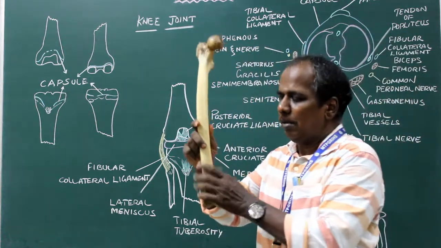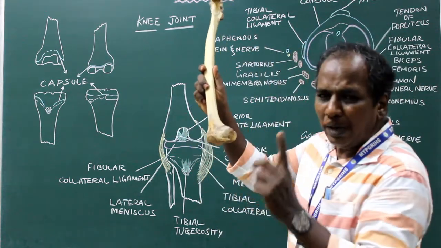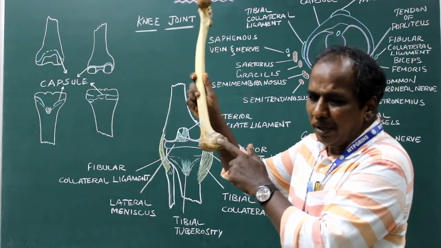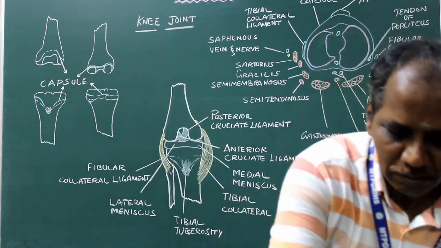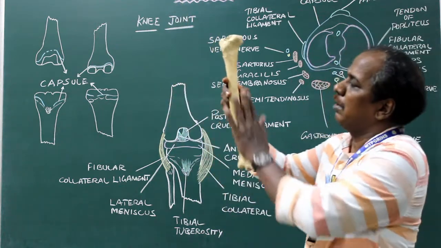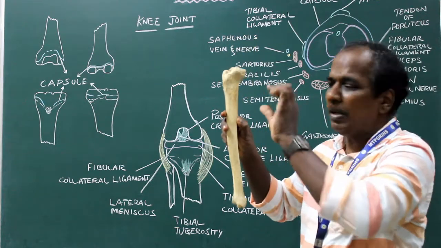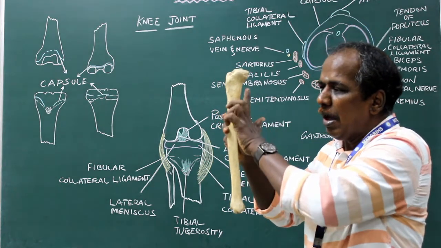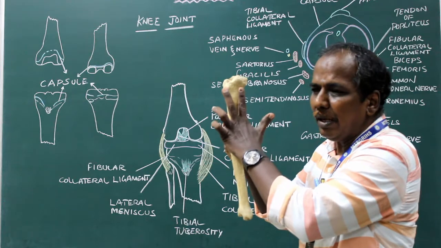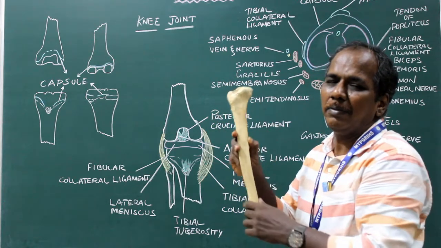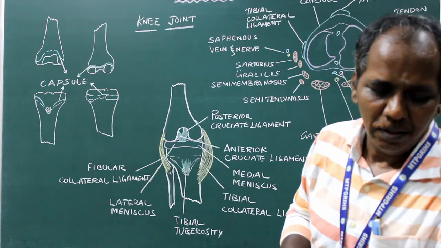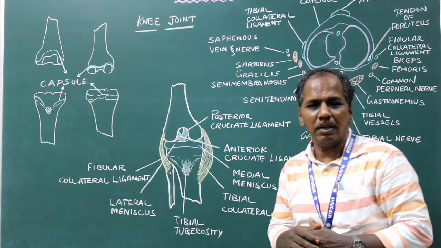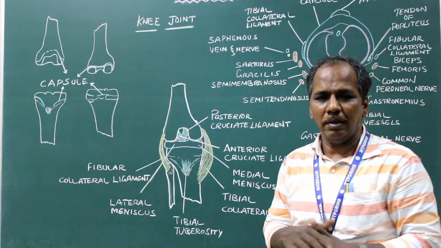So this is the femur, this is the medial condyle. Tibial collateral ligament, proximally it is attached to the medial epicondyle. Distally, this is the medial margin, it is attached to the upper 5 cm of the medial margin and adjoining medial surface of the shaft of the tibia. Morphologically, it represents the degenerated portion of the tendon of adductor magnus.